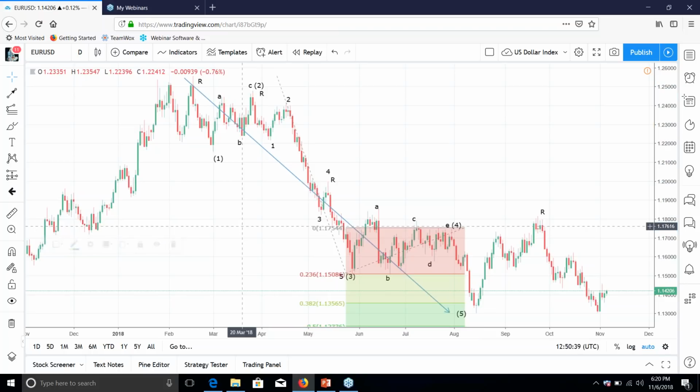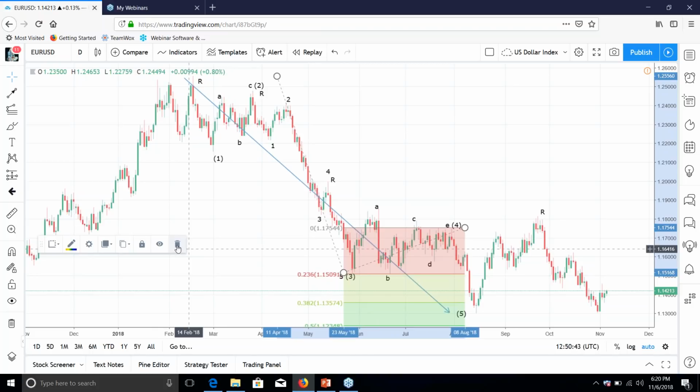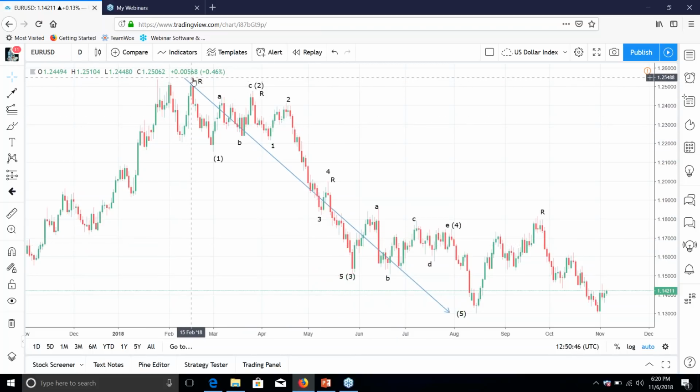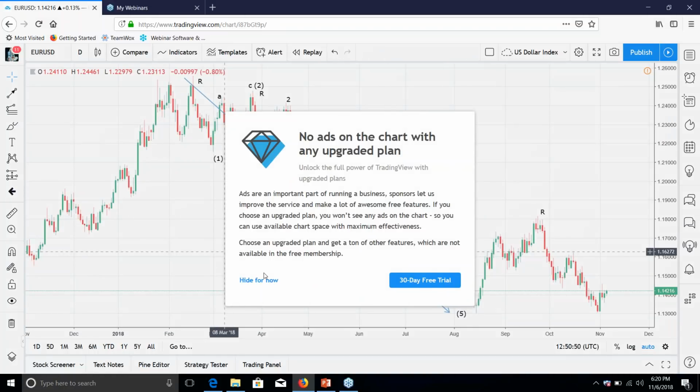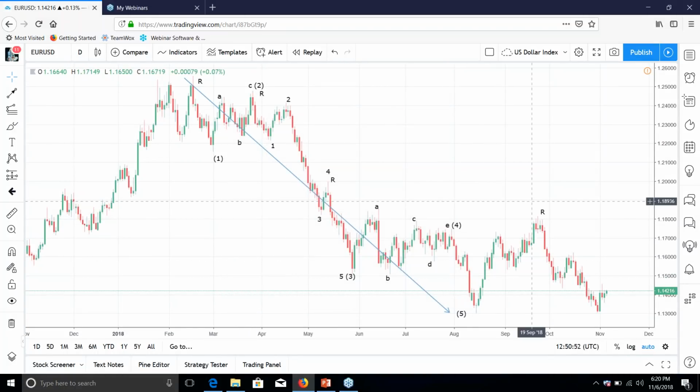Okay, so let's move on to the next part now. Ideally, when you have an impulse wave complete, it is followed by a corrective wave on the opposite side. So, in this case, we have an impulse wave drop.